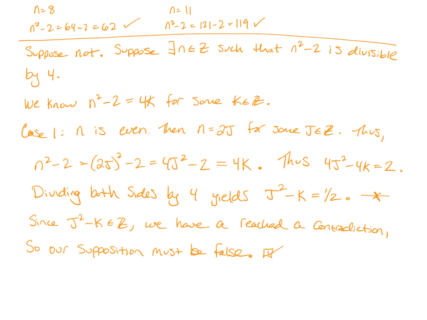And if our supposition is false, that there exists an n in Z such that n squared minus 2 is divisible by 4, then its negation is true, which is what we were originally trying to prove. That for all n in Z, n squared minus 2 is not divisible by 4. Okay, so by proving that the negation is false, it has to be that the original statement is true. Now, we've only shown it for one case here, that when n is even, this works. Now let's see what happens when we do n is odd.